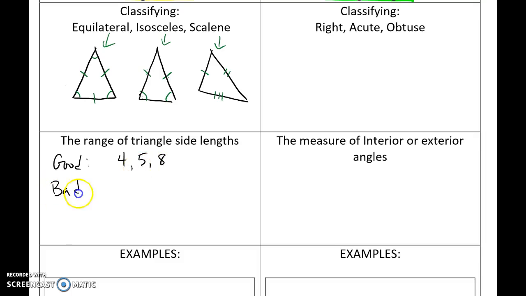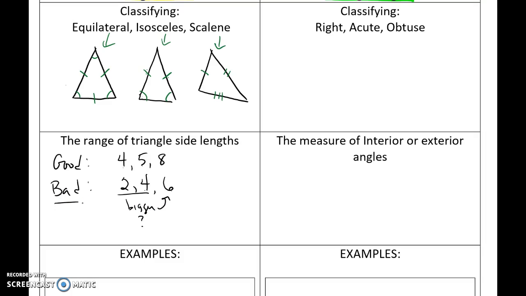A bad triangle is something where that does not happen. So maybe I give you something like 2, 4, and 6. Now, if I take 2 plus 4, is that bigger than 6? The answer is no, it's equal to 6. But being equal is not good enough. These have to be bigger than the third side. And if they're not, it's a bad triangle.